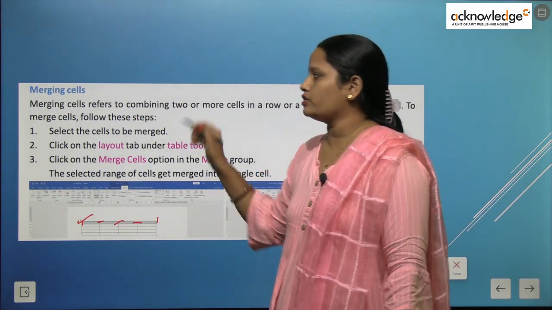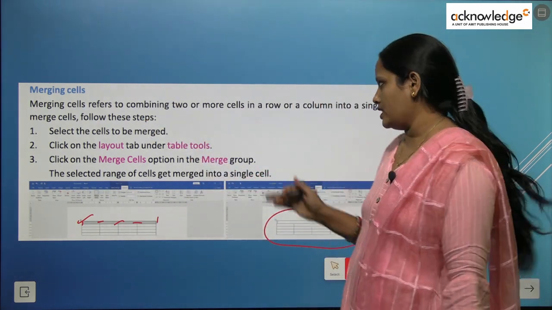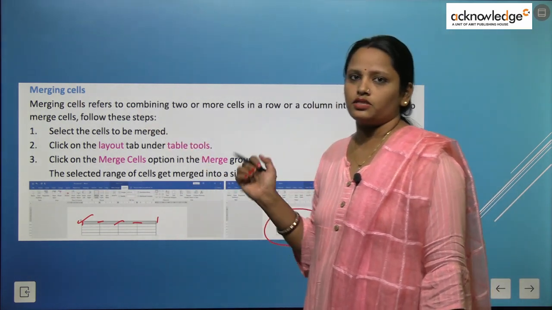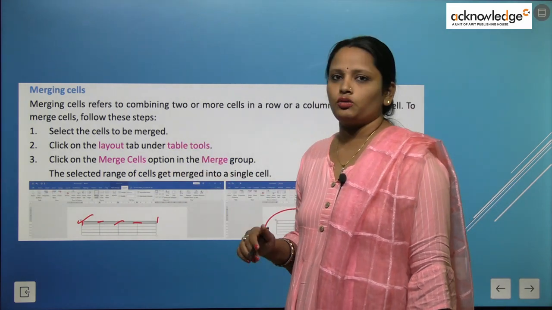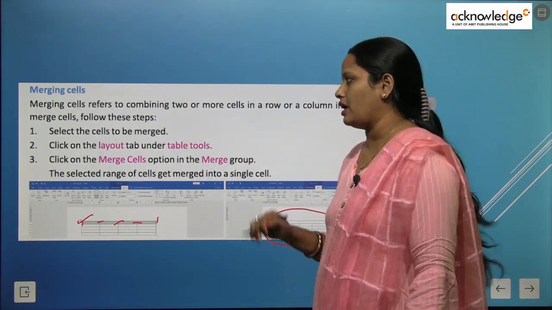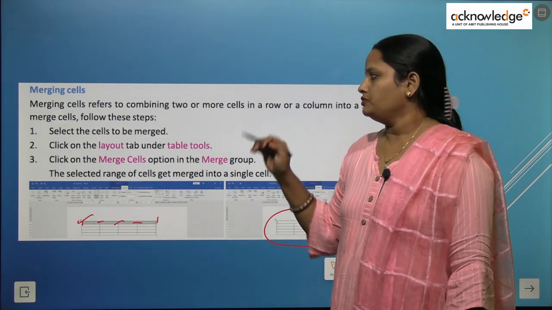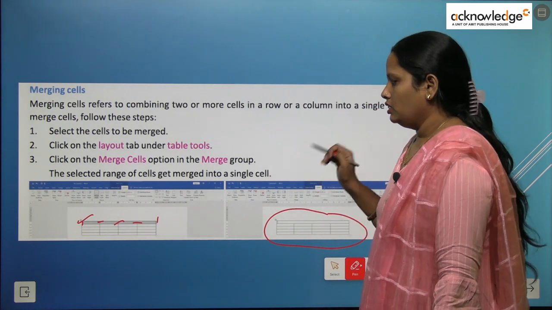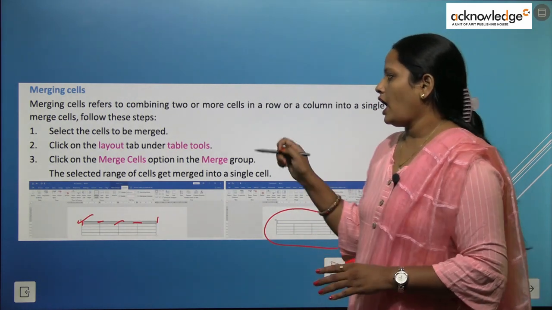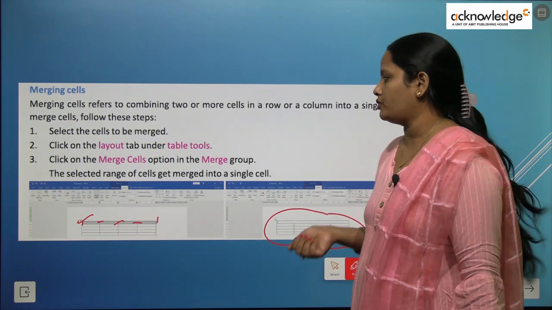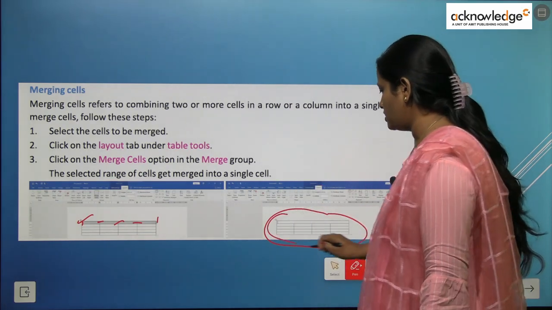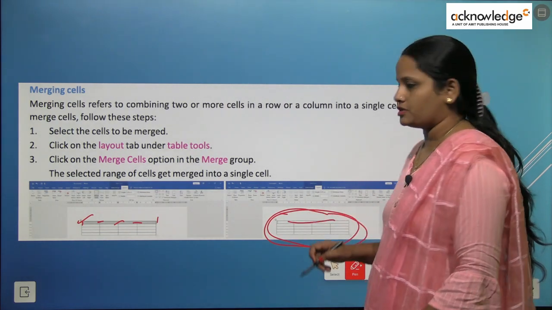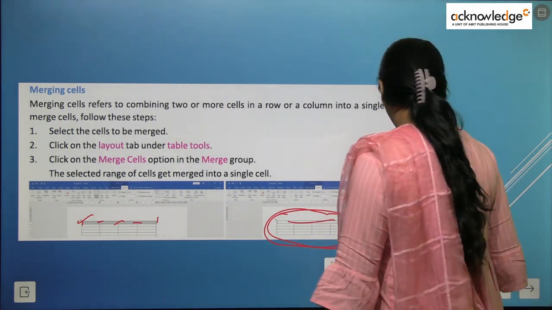Merging cells refers to combining two or more cells in a row or a column into a single cell. To merge cells, follow these steps. Select the cells to be merged. Then click on the Layout tab under the Table Tools, and there you have to click on the Merge Cells option in the Merge group, and the selected range of cells will get merged into a single cell. See, here we can see that it has merged into a single cell, and whatever we write will be spread across the whole cell.